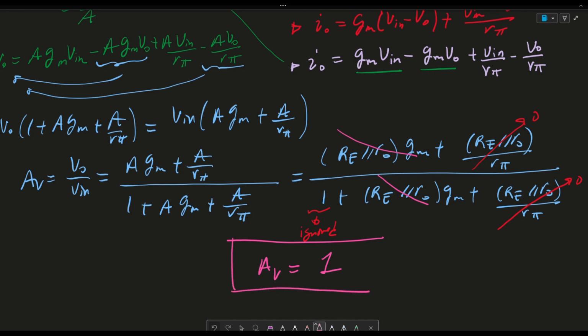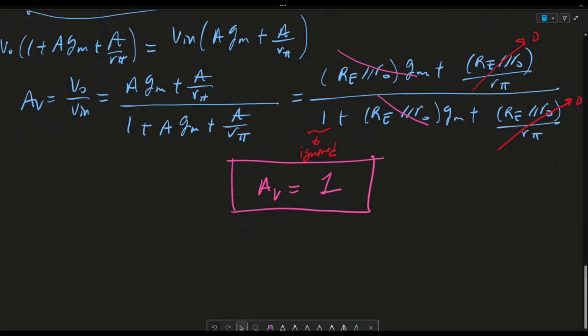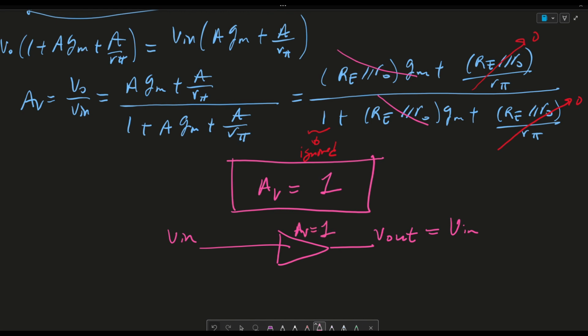Essentially this is why it's also called the emitter follower. This amplifier allows us to input a V in and get an output V out, which is simply equal to V in, because the AV is equal to 1. There are certain applications where this is necessary and needed, but we won't talk about it in this video. In videos to come, we will talk about building amplifiers that require the emitter follower.